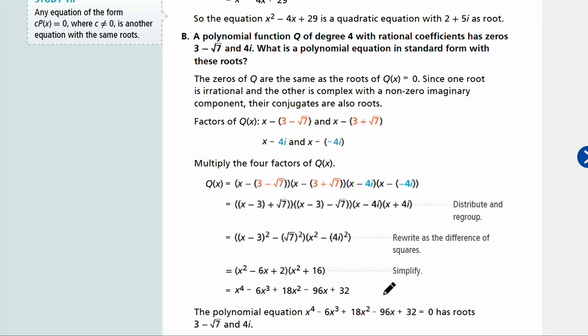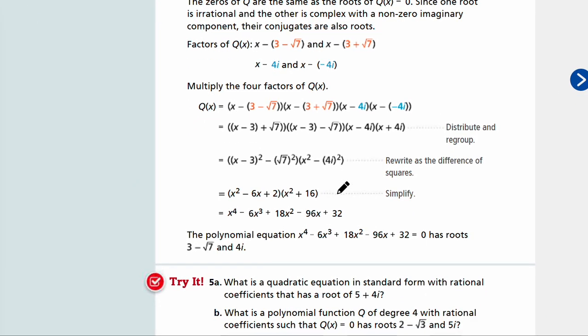And this polynomial has roots 3 minus root 7 and 4i, as well as their conjugates 3 plus root 7 and negative 4i. Okay, so it shouldn't be too hard. If you see a complex number, any complex number, the conjugate should also be a root. They go as a pair.